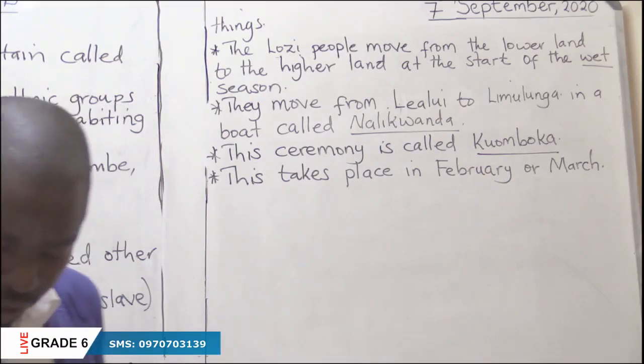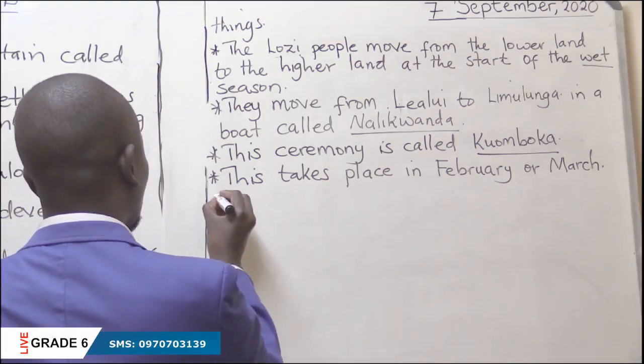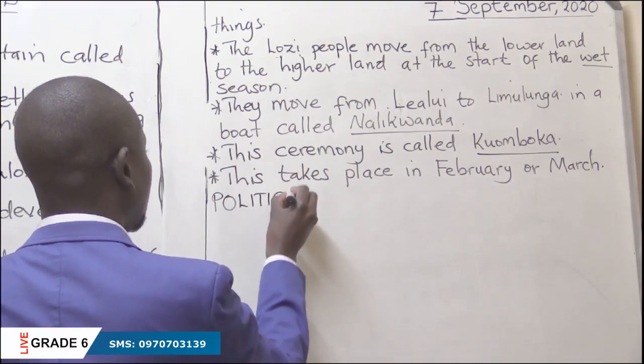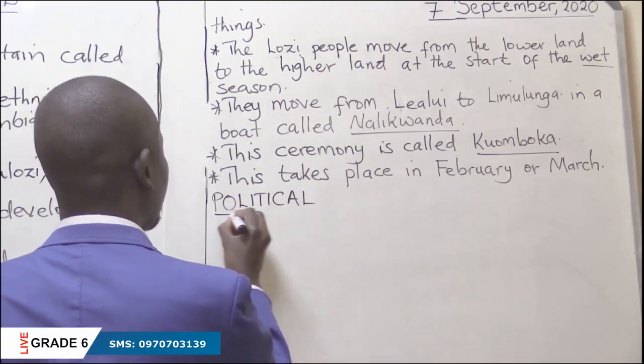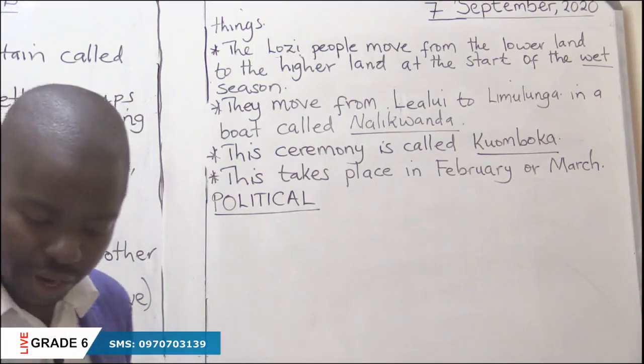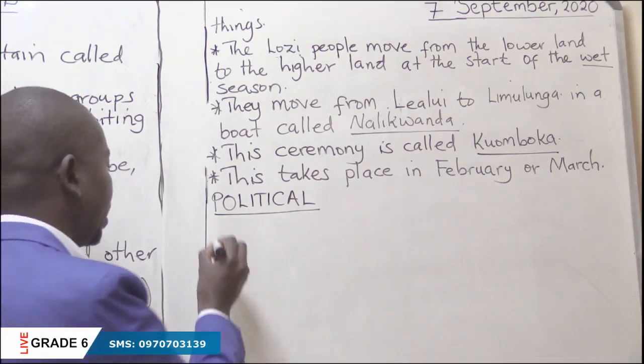All right, so let's move on, boys and girls. Let's look at their political structure. How was the political structure for the Lozi people? The political organization of the Lozi has long centered on a monarchy.